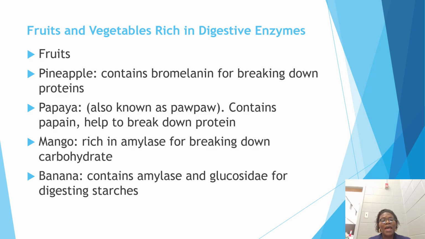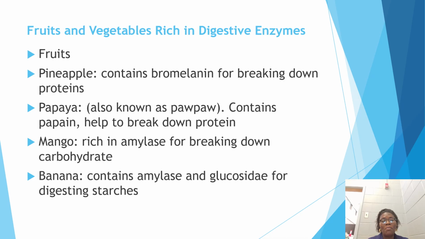The first one I have here is pineapple. Pineapple contains what we refer to as bromelain, which helps in the breaking down of proteins. We have another one that is referred to as papaya, commonly known as pawpaw. It contains papain. Papain helps in the breaking down of protein.